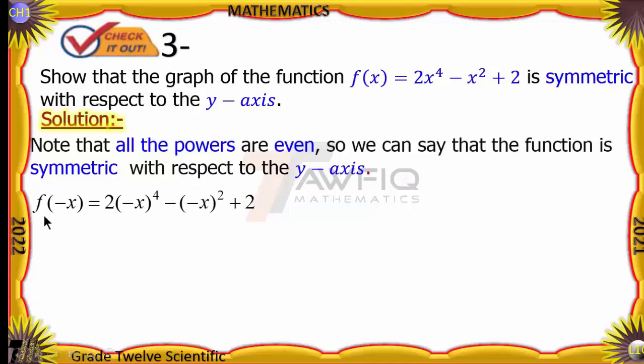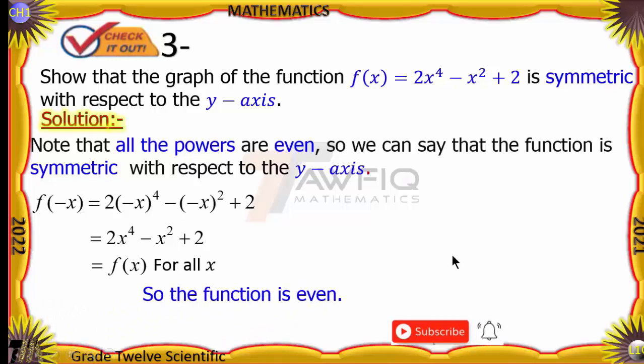To check that, find f(-x) equals 2 times (-x) to the power 4 minus (-x) to the power 2 plus 2. (-x) to the power 4 is x to the power 4. Then 2x to the power 4 minus x squared, since (-x) squared is x squared. Then it is minus x squared plus 2. We can see that it is equal to the function f(x) for all x. So the function is even.